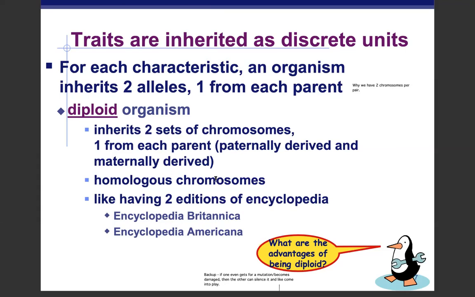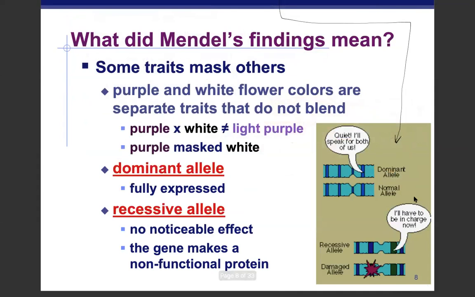They're homologous chromosomes, and it's basically like having two different editions of the encyclopedia. It does the same job, but with slightly different effects. One of the advantages of being diploid is that the chromosomes can act as a backup for each other, so that if one gets damaged or gets a mutation, the other homolog can silence it and take over almost, like this little cartoon here.